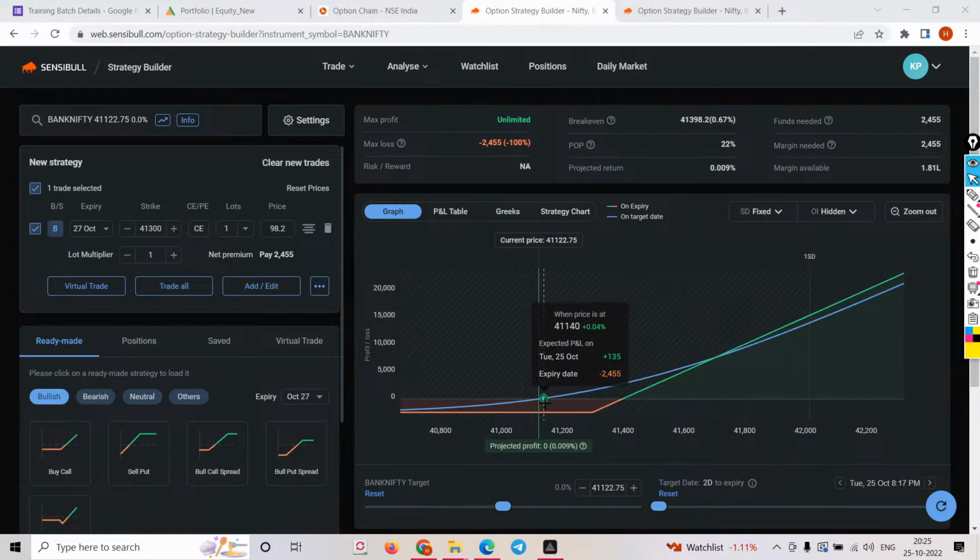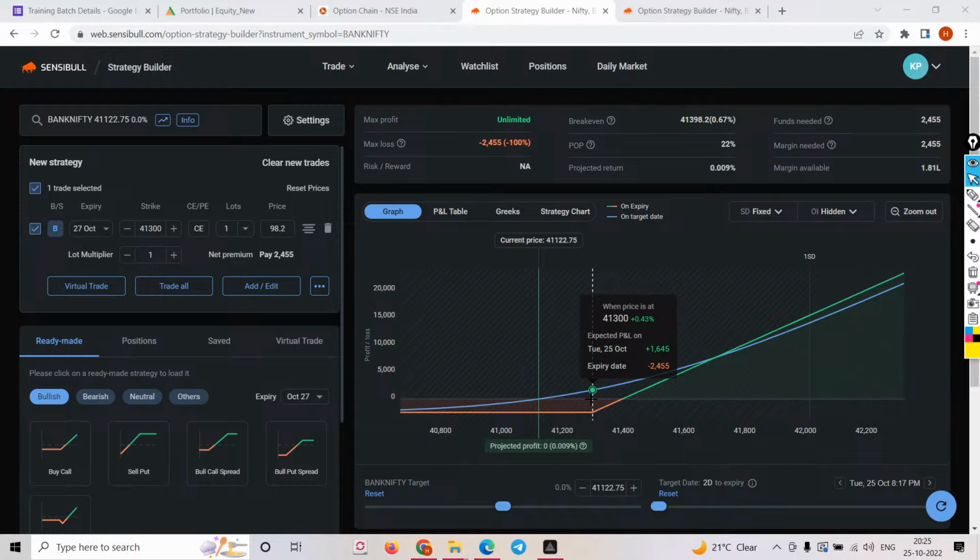So even if the market expires here, you will get a loss of 2,445. Simple, right? Even if the market goes down, your loss will be 2,440. We are discussing five scenarios. Market staying flat until your expiry, your loss is maximum. Market going down, you will have your maximum loss. Market went up until your expiry, and let's say your break even is 41,398, so if it is at 41,300, you will get into your maximum loss.